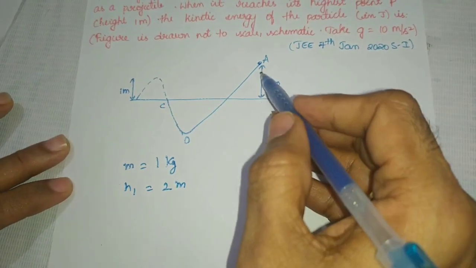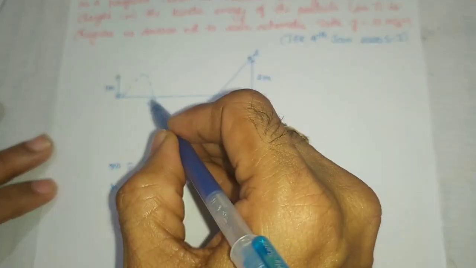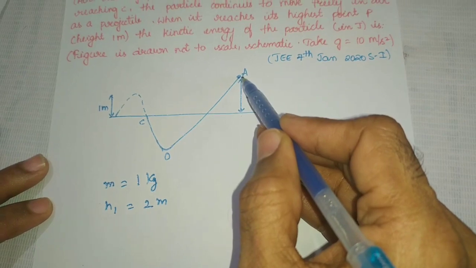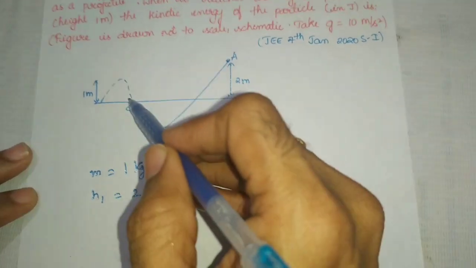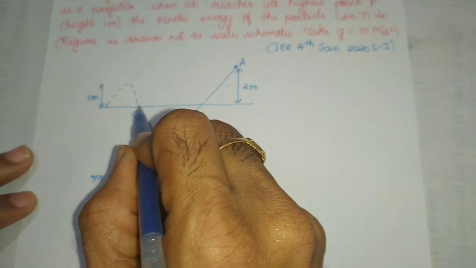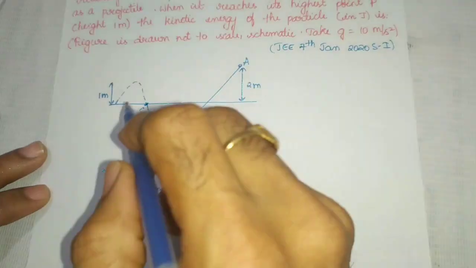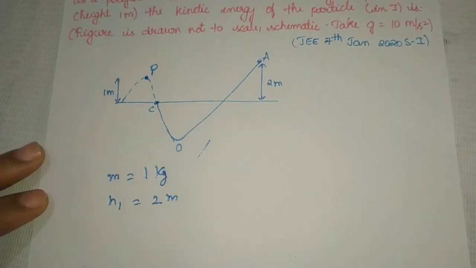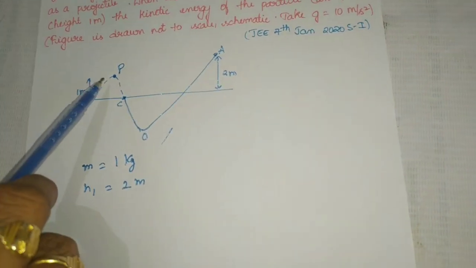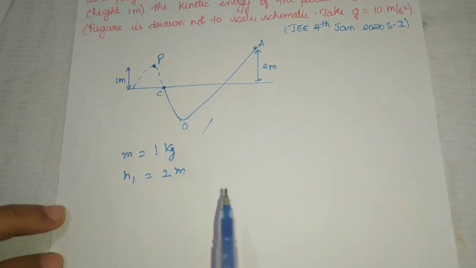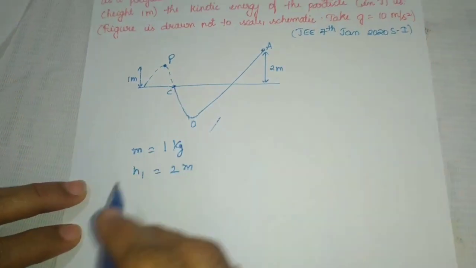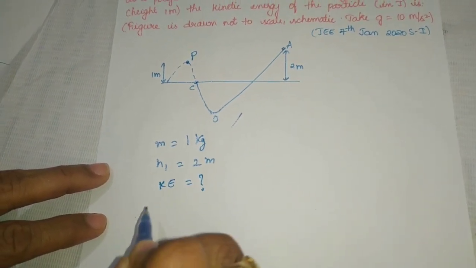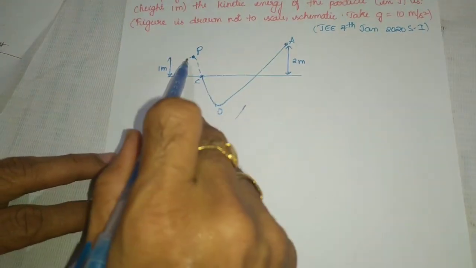And it is a frictionless track. AOC is a frictionless track. So without loss of energy against friction, body travels along the track AOC and it leaves the track at C and moves like a projectile. And it reaches the highest point P in its path. Then the question is, what is the kinetic energy at point P, at the highest point of the projectile, given that height of point P is 1 meter?